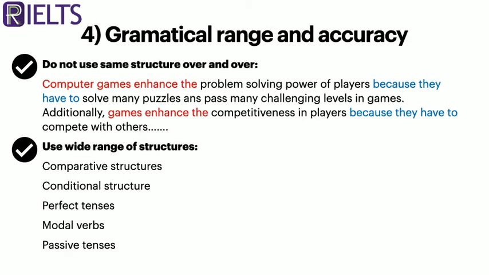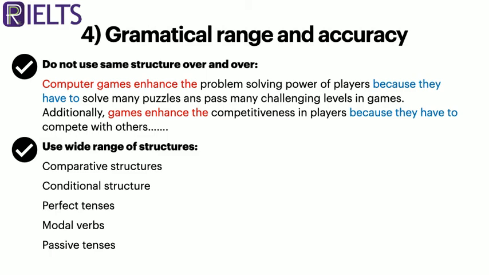The fourth band descriptor is grammatical range and accuracy, right? So the first thing is you should not use the same structure over and over. I have given an example here to explain to you. Computer games enhance the problem solving power of players because they have to solve many puzzles and pass many challenging levels in games. Additionally, games enhance the competitiveness in players because they have to compete with others.